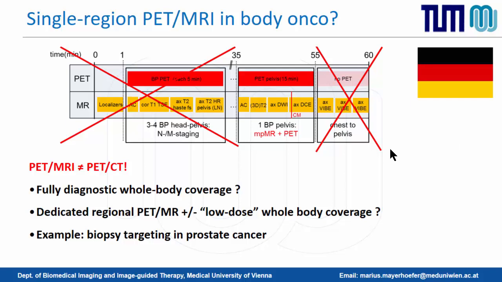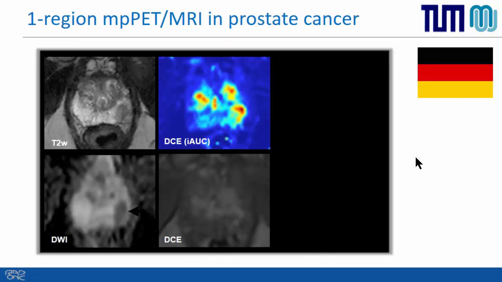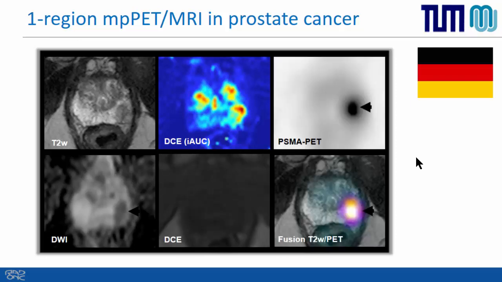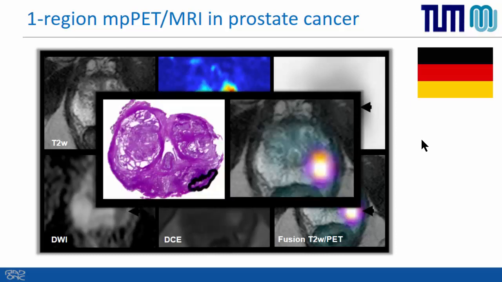And in Munich, for biopsy targeting, they would just do the regional acquisition in the pelvis at the site of the cancer. And these are images from their institution. You can see how well the different parameters work together. The cancer here with the diffusion restriction and the PSMA uptake, which corresponds quite well to histology.